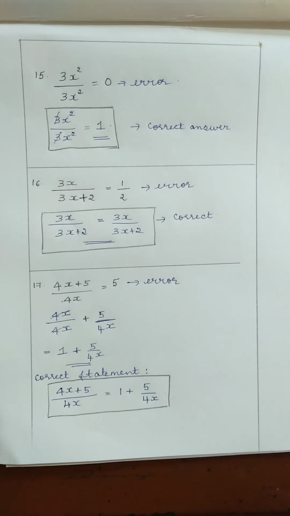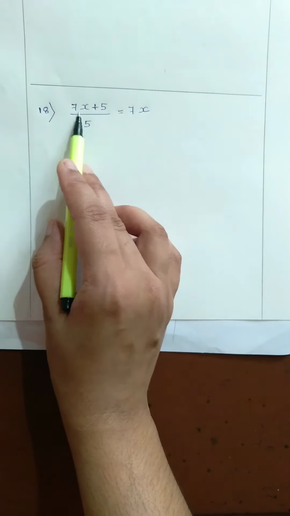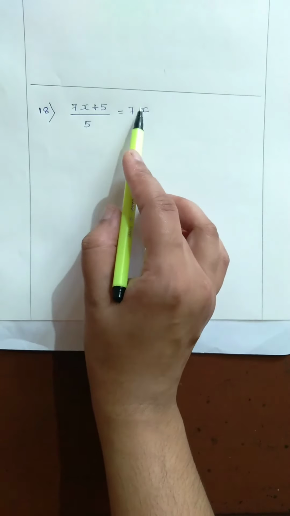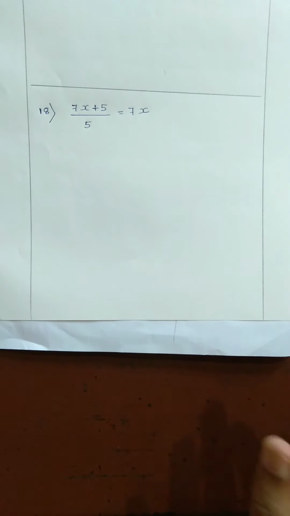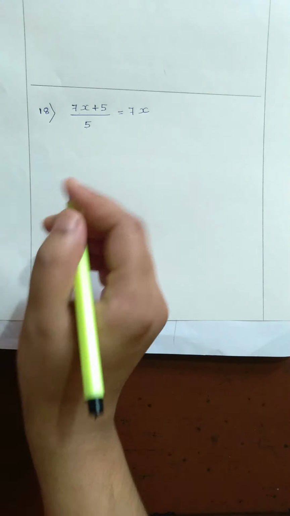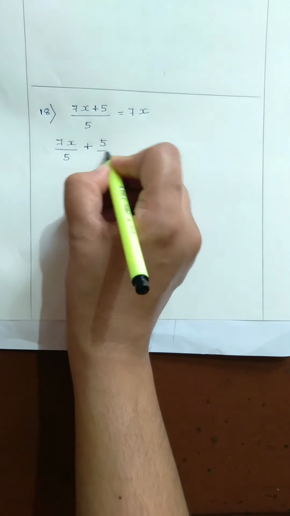So the correct statement of the problem, 4x plus 5 by 4x, is equal to 1 plus 5 by 4x is the correct answer. Consider the next problem, that is the 18th problem, in which we have 7x plus 5 by 5 equal to 7x. Again, the denominator contains 5, that is a monomial. Therefore, the numerator 7x plus 5 gets divided separately by 5. Therefore, the step followed is 7x by 5 plus 5 by 5.